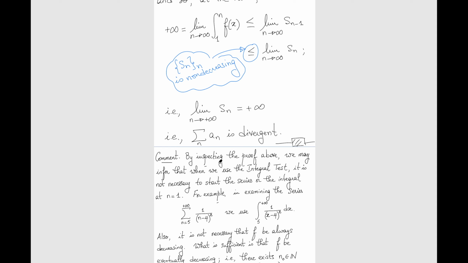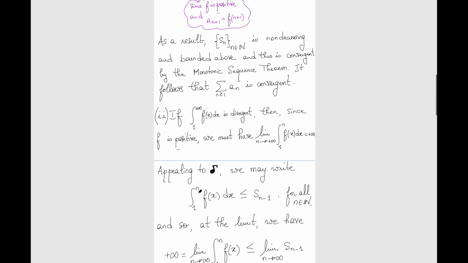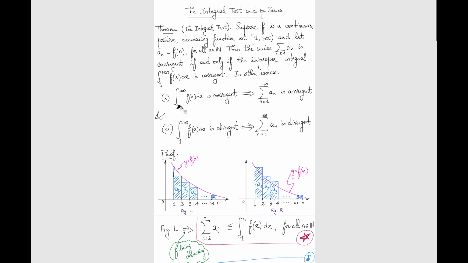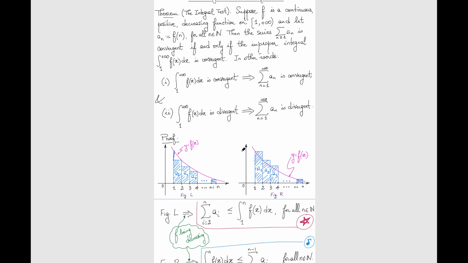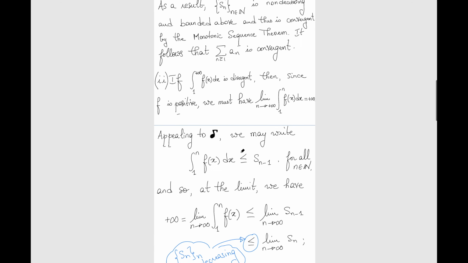If we inspect closely the proof above, we may infer that when we use the integral test, it's not necessarily necessary to start the series or the integral at n equals 1. Remember, the integral here starts at 1 because it's the same one where the function is continuous, positive, and decreasing, right? That number 1. And that's the same thing where the sequence starts. If you inspect the proof, all these ones are the same. Okay.